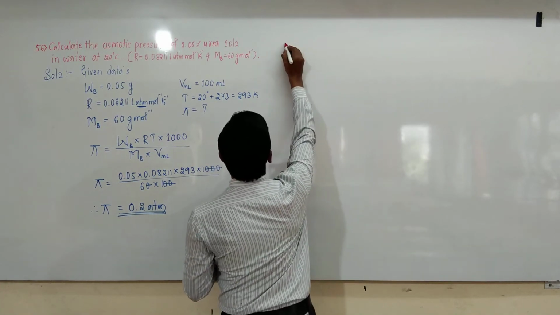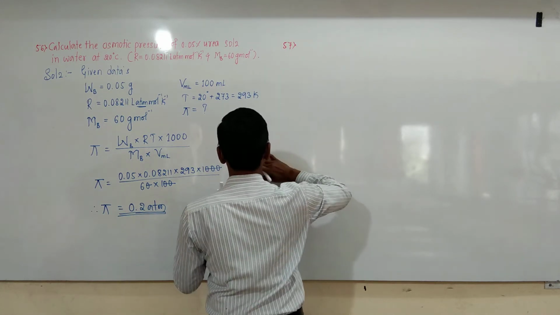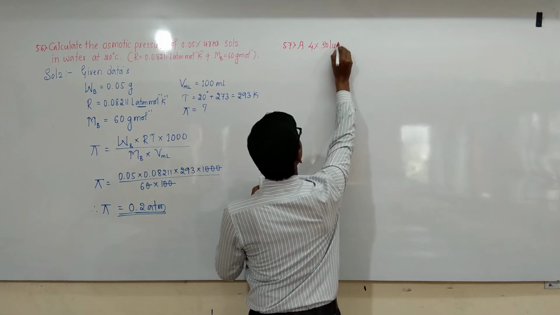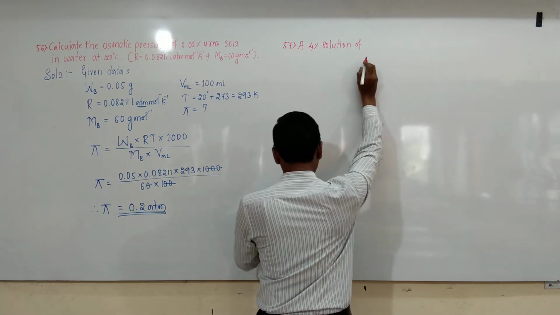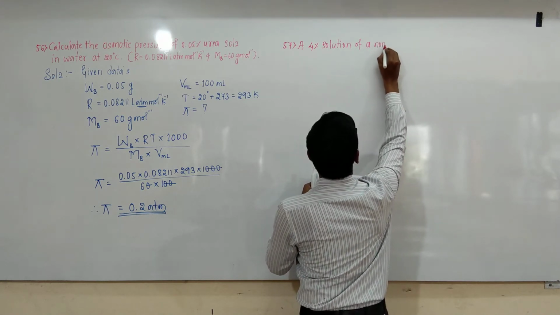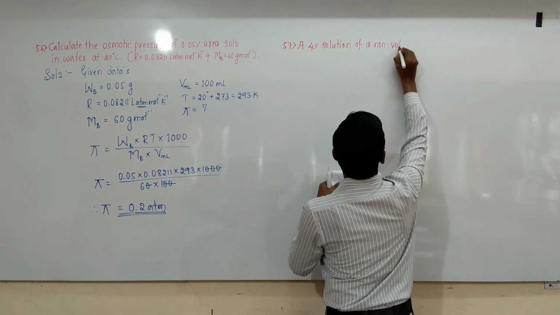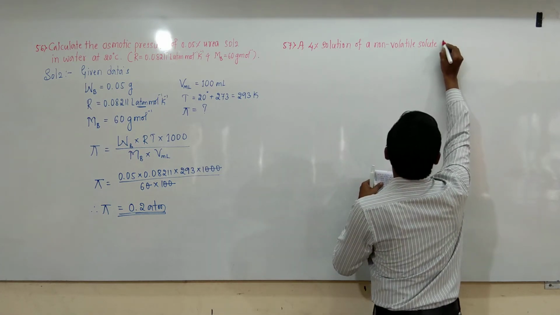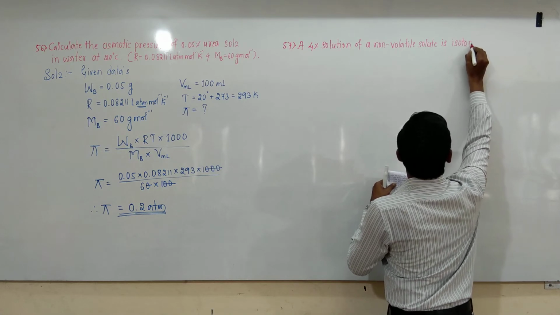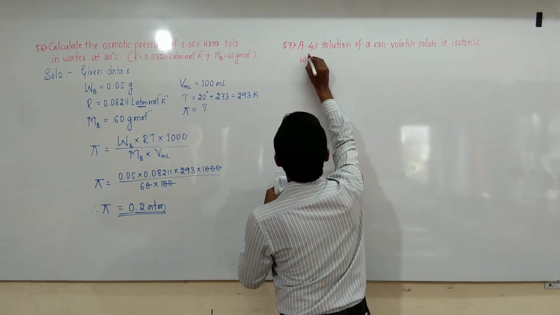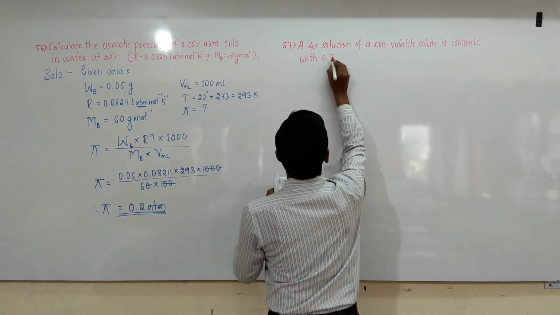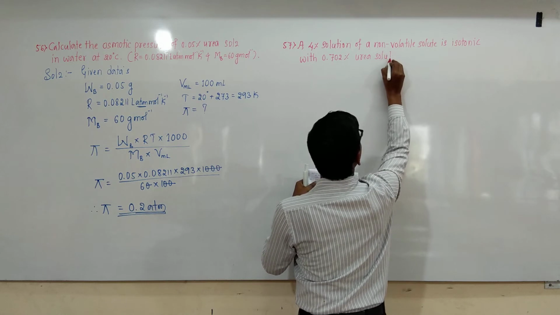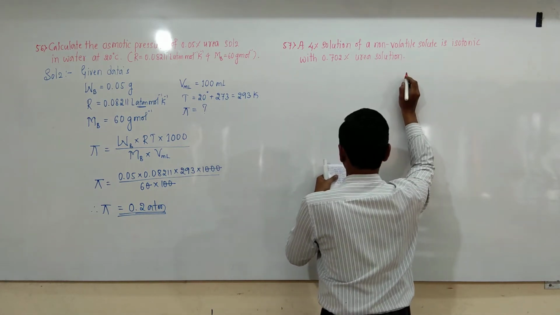Next is 57th question. A 4% solution of a non-volatile solute is isotonic with 0.702% urea solution. Calculate the molar mass.